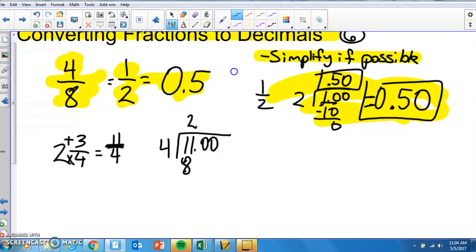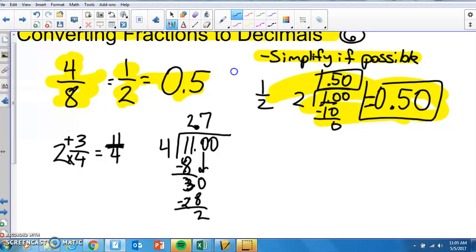2 times 4 gives you 8. We subtract and get 3. I'm going to drop down that 0. So we now have 30. 4 can go into 30 7 times. Here's my decimal right here. 7 times 4 is 28.